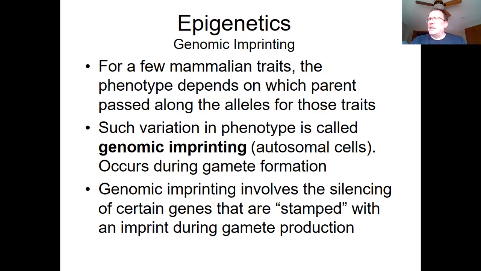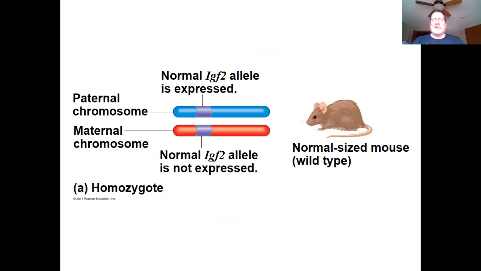Because in gamete formation, they're imprinted or stamped. Such variation is called genomic imprinting. It happens in autosomal cells during gamete formation, and they're stamped with an imprint that says you're going to be on, or you're going to be off. Okay. So here's a growth factor. The normal IGF allele is expressed from the father. The mother's normal chromosome is not expressed. And you get a normal wild type mouse.